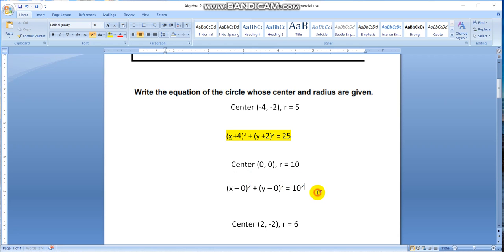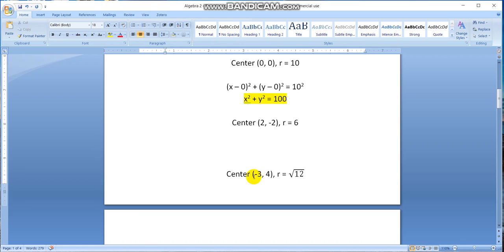So if you had to simplify this, we know that x minus 0 is just x, so we have x squared. And then we have y minus 0. Y minus 0 is just y, so y squared equals 10 squared. 10 times 10 is 100. Okay.